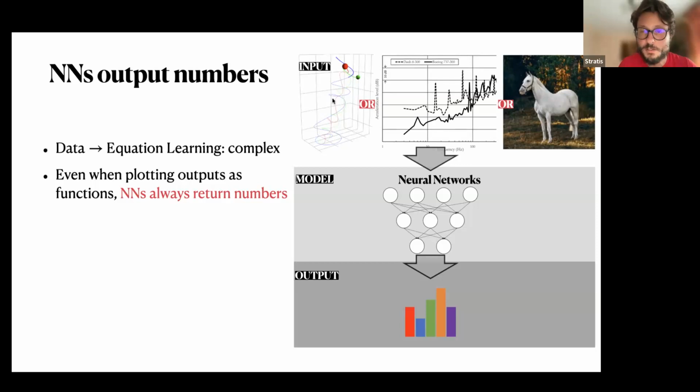It can be trajectories, like in the top left corner, or a time series, so numbers over time, or it can even be static data, like a picture of a horse in this example. We take any of these inputs, pass them through a neural network, and the output is always a number, or a vector of numbers, or a collection of numbers, but always a number. Even when plotting outputs as functions, like what we saw with invariant neural ODEs, they're still somehow a number.